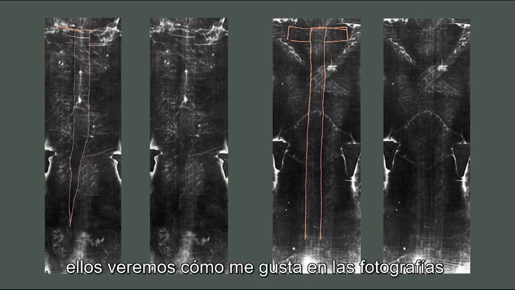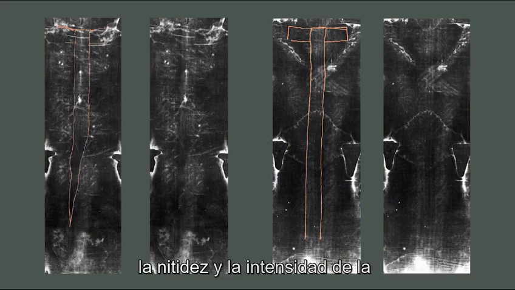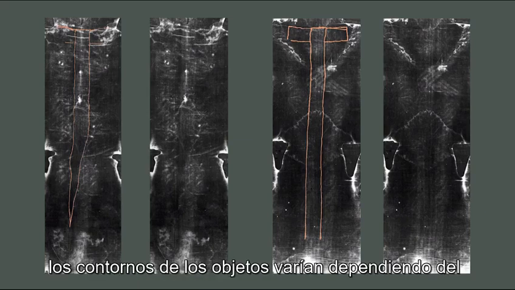We will see how, like in photographs, the sharpness and intensity of the object's contours vary depending on the material they are made of.